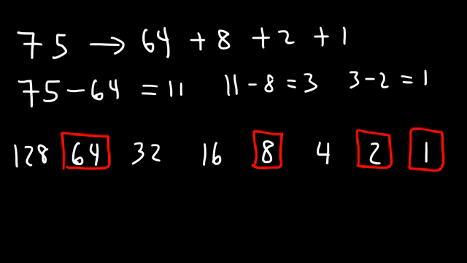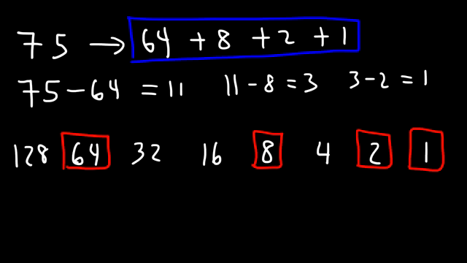Because if you add these numbers, 64 plus 8, that's 72, 72 plus 2 is 74, 74 plus 1 is 75. These 4 numbers add up to 75. Now once you have that, you can begin to write the numbers in binary.